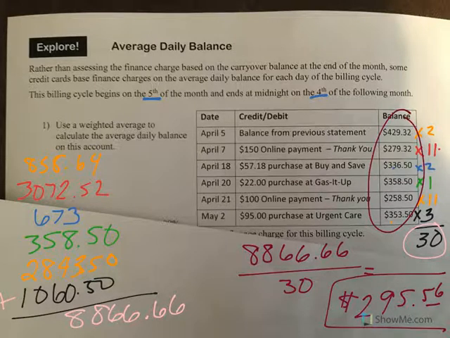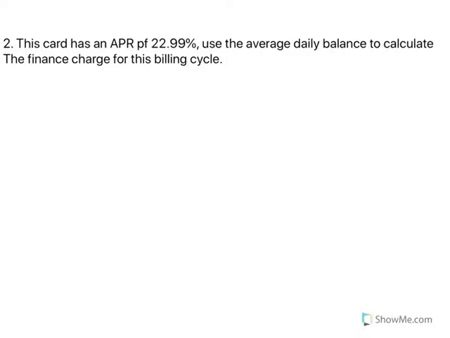And if you look at that, that kind of makes sense. $295.56 is kind of in there, right? The two lowest amounts were both in there for 11 days. So that really brings down the overall average. So that's how we find the weighted average. Okay, so our weighted average was $295.56.